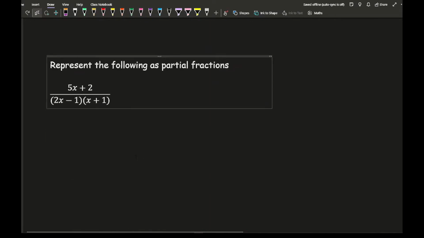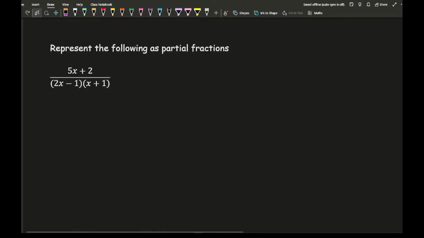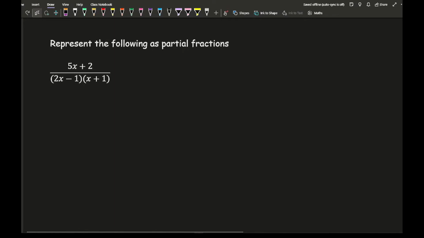So let's have a look at another question. Sometimes it might be worded differently, and this one's asking us to write it in partial fractions. So again, I've got a quadratic at the bottom, so the first thing I'm going to do is write this in terms of a and b. So I've got a over the first bracket, which is 2x minus 1, plus b over the second bracket, which is x plus 1. Now what I'm going to do is take these two little brackets here and take them over to the other side.